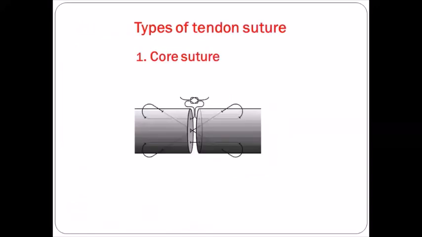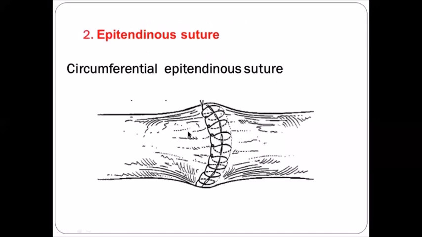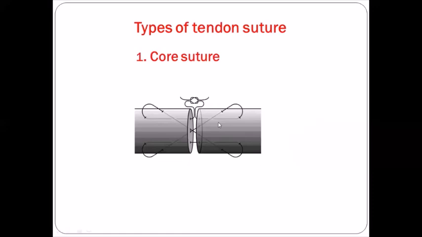Now coming to the suture, there are two types of suture. One is the core suture. Here you can see the 4-strand core suture, which is the commonest nowadays. And there is another suture called the circumferential epitendinous suture. Here you can see the epitendinous sutures. There are some surgeons who do both the circumferential epitendinous suture as well as the core suture.